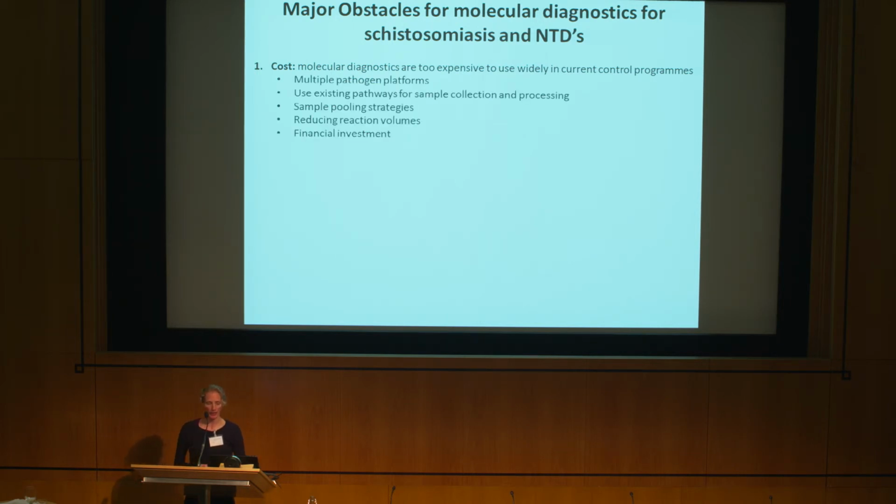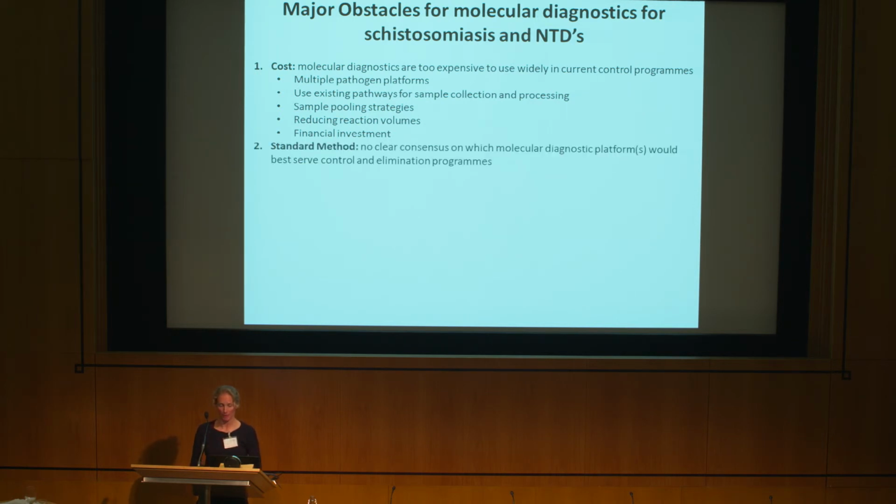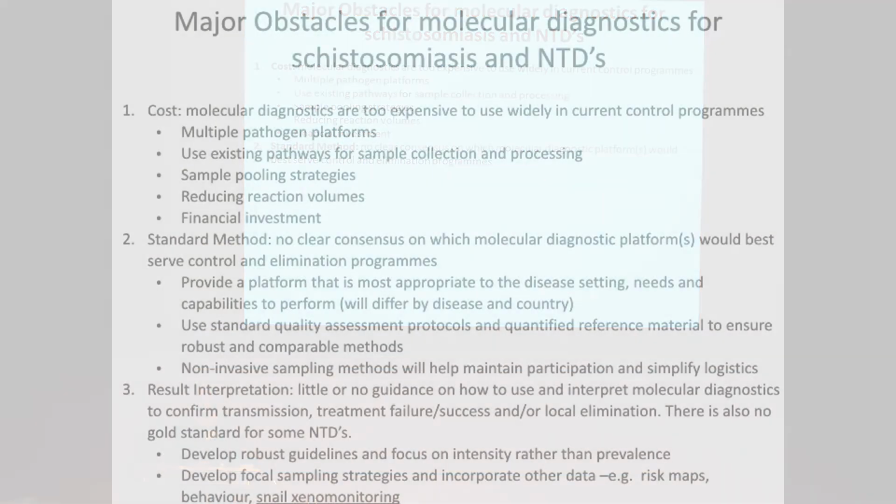Some of the solutions maybe are multiplexing, making multiplex pathogen platforms, trying to coordinate ways of sample collection and processing using existing projects or pathways, maybe developing sample pooling strategies to analyze large numbers of samples, reducing and cutting reaction volumes, so we're getting many more reactions out of what's actually considered one reaction at the moment, and considerable financial investment. Another obstacle is standardized methods.